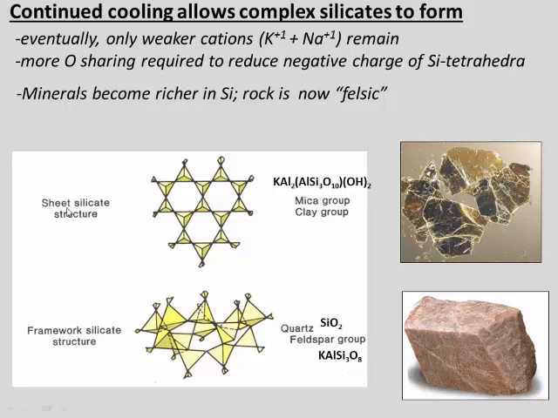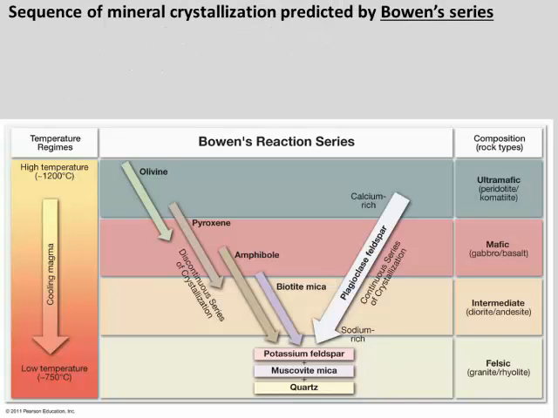So just to be formal, this is a sheet silicate structure, and then we've got a framework silicate structure. So the sheet silicates are commonly micas, like biotite or muscovite. Literally, they flake apart in sheets. Framework silicates include quartz and feldspar, which of course are really common ingredients in granites and felsic rocks. Now that you know something about the crystal structures themselves, let's step back and look at how this plays out as a magma starts to cool.